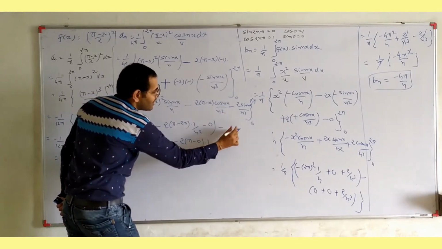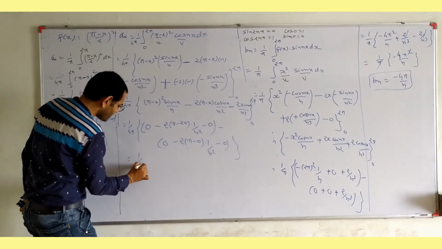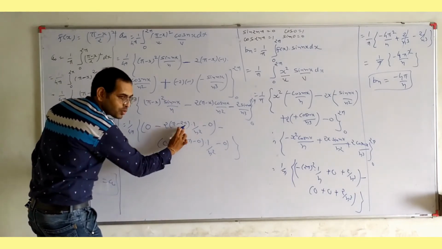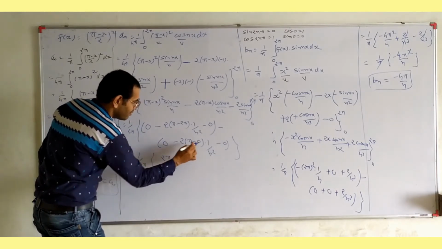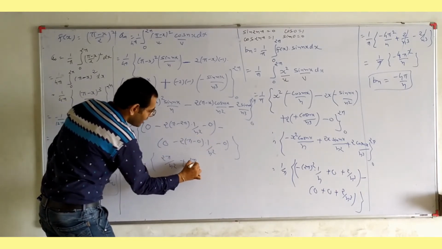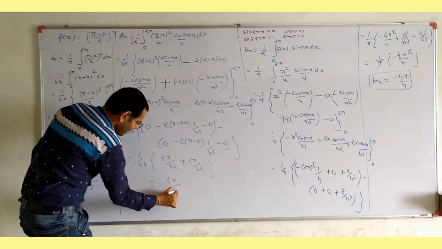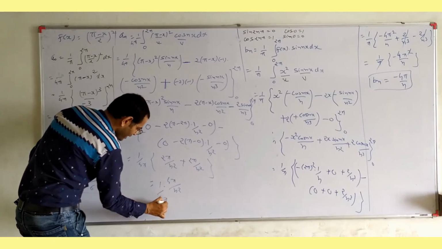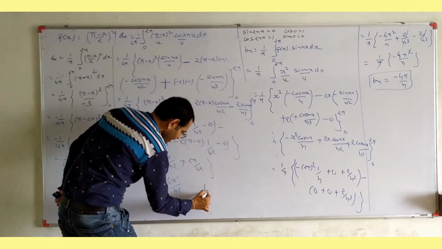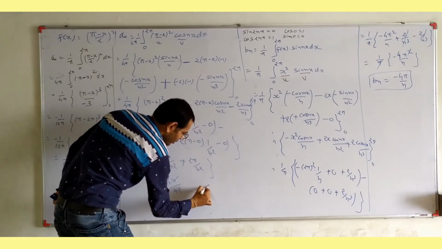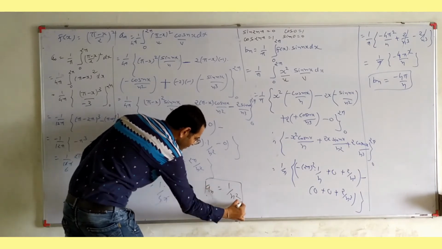Then 1 upon n square sin 0 is 0. Then we just simplified this term: pi minus 2 pi, minus plus 2 pi by n square, again plus 2 pi by n square. Then we get 4 pi by n square into 1 upon 4 pi, which cancels out. Then we get the Fourier coefficient an, that is 1 upon n square.